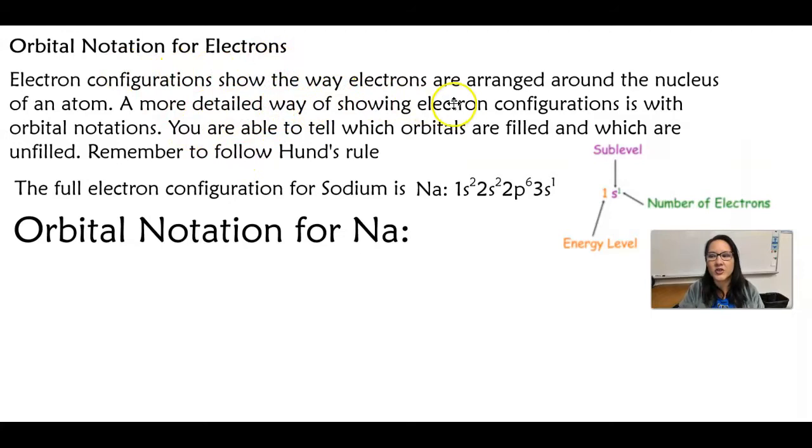Electron configurations show the way electrons are arranged around the nucleus of an atom. A more detailed way of showing electron configurations is with orbital notation. You are able to tell which orbitals are filled and which are unfilled. Remember to follow Hund's rule. So if this is the full electron configuration for sodium, 1s2, 2s2, 2p6, 3s1, how would we write the orbital notation?